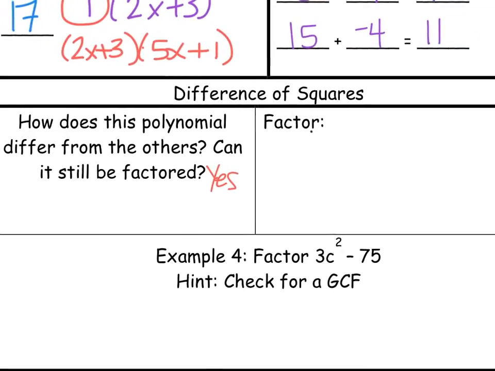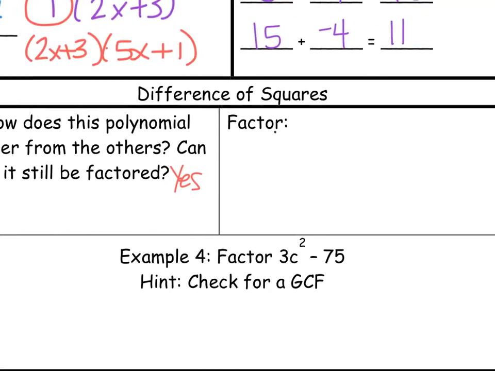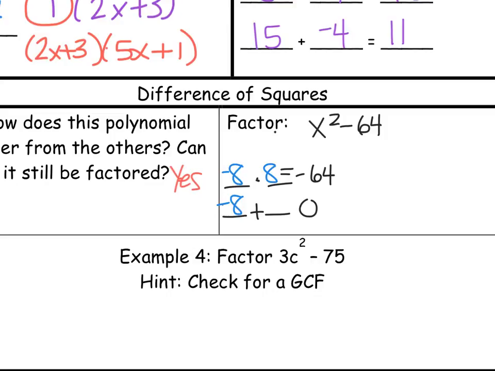So we're going to go ahead and factor x squared minus 64. So we're looking for factor pairs of negative 64 that add up to 0. And those factor pairs are negative 8 and 8. Negative 8 times 8 is negative 64, and negative 8 plus 8 is 0. So our factor pairs of x squared minus 64 is x minus 8 and x plus 8.